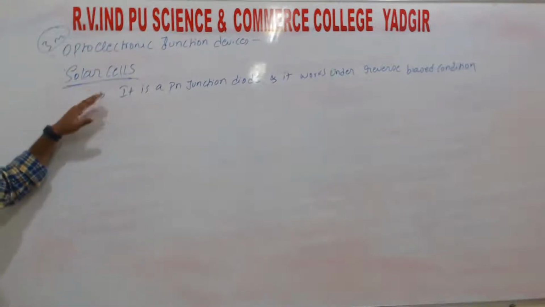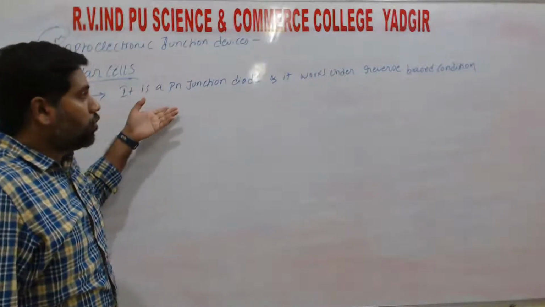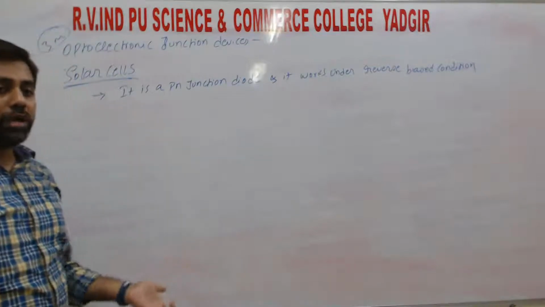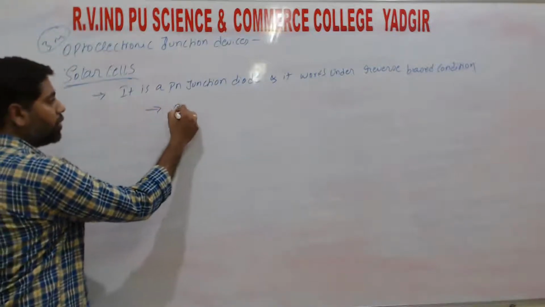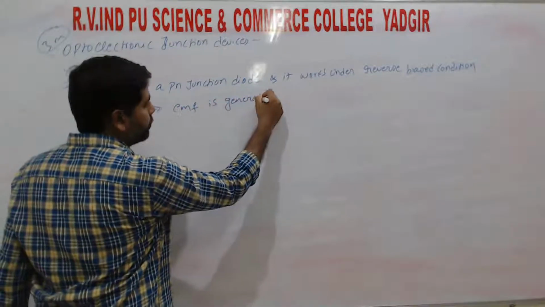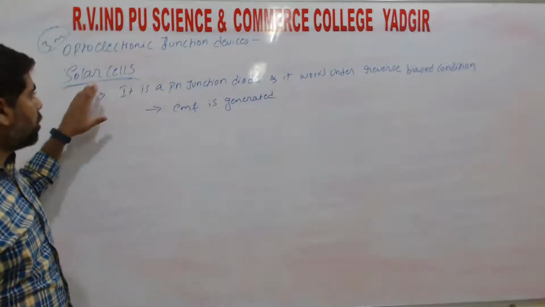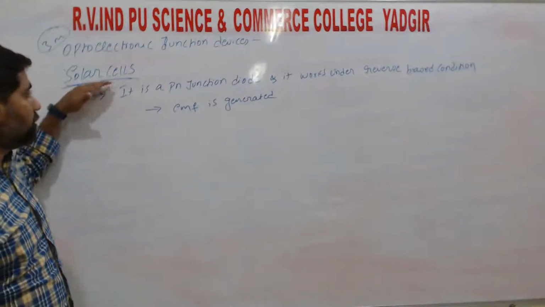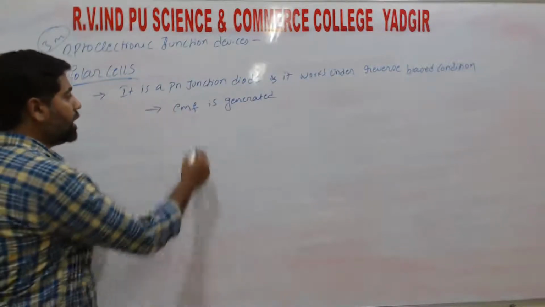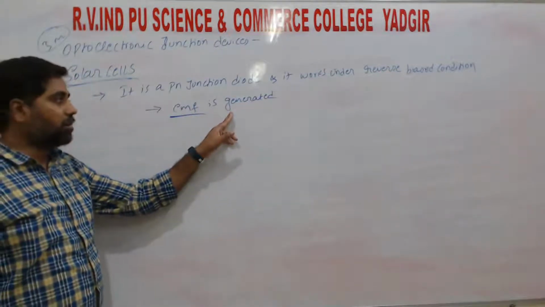So this one is similar to that of the photodiode, right? So here one difference is in photodiode we are obtaining the voltage. So in solar cell EMF is generated, right? So this is the difference between the photodiode and the solar cell. So in solar cell the EMF, that is electromotive force, is generated, right?